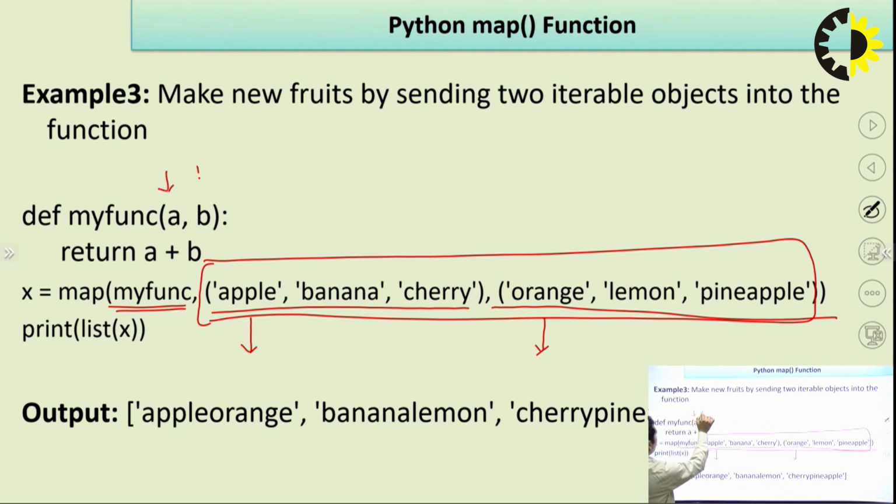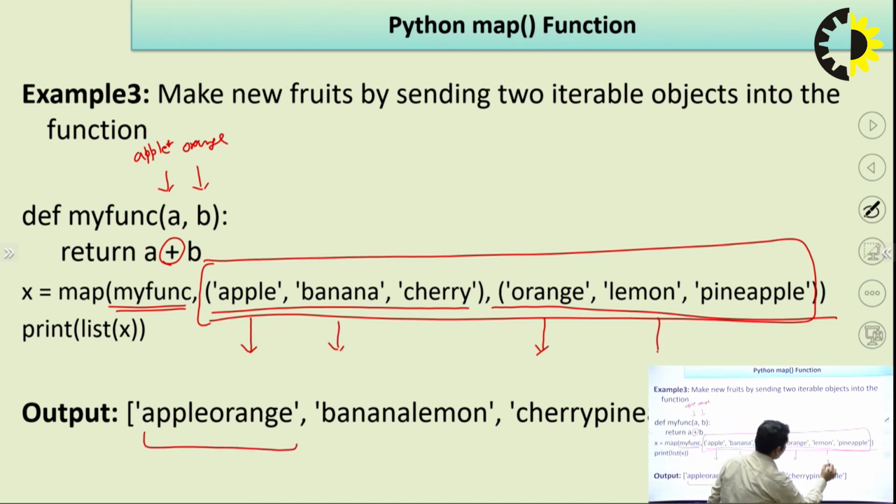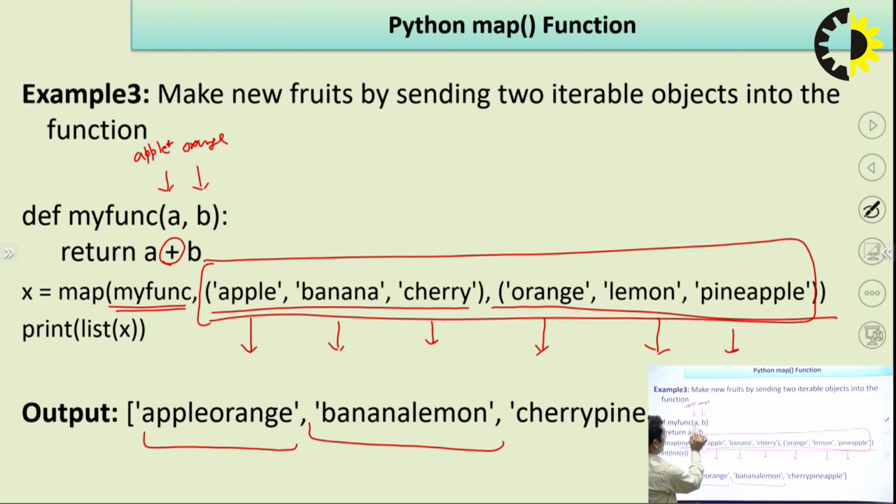Apple is passed as this particular parameter a, and orange as the second parameter b, a plus b. Now the concatenation operator plus is applied. So apple, orange, we will get apple orange. Now the second parameter here and the second parameter here, banana, lemon. Banana plus lemon concatenated, we will get banana lemon. Now the next parameters, cherry, pineapple, passed as arguments a and b, cherry plus pineapple. So this will give cherry pineapple. Okay.